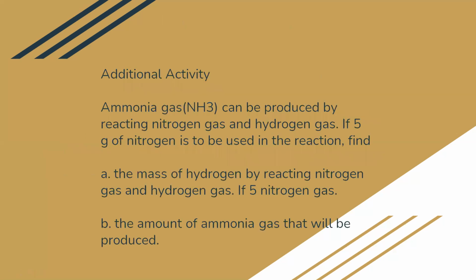Now for an additional activity: ammonia gas can be produced by reacting nitrogen gas and hydrogen gas. If 5 grams of nitrogen is to be used in the reaction, find A, the mass of the hydrogen needed, and letter B, the amount of ammonia gas that will be produced. This is for your assignment. Next time, we are going to check this.